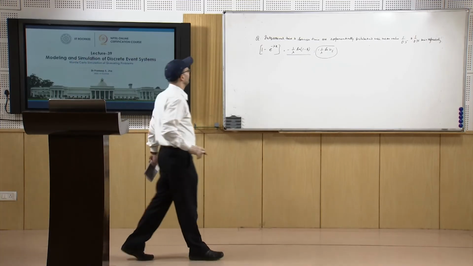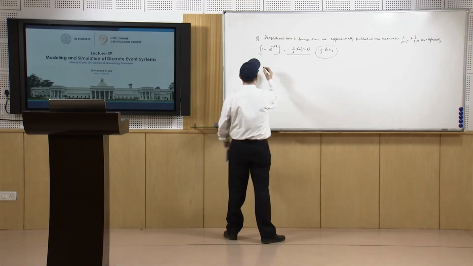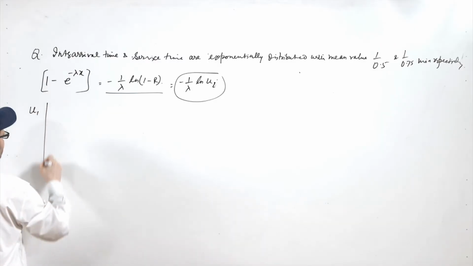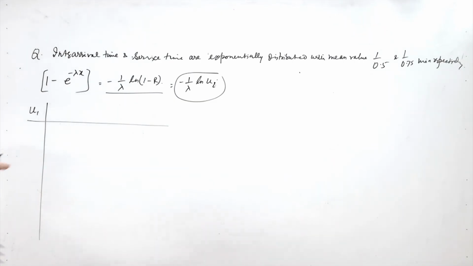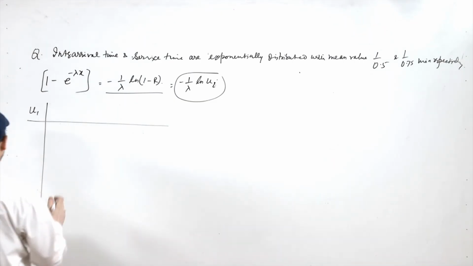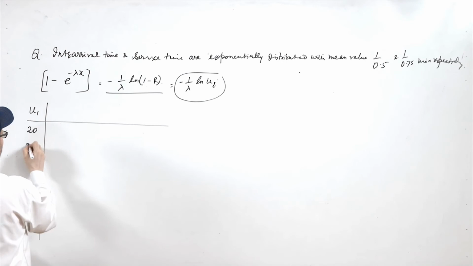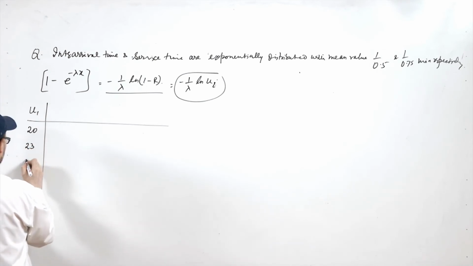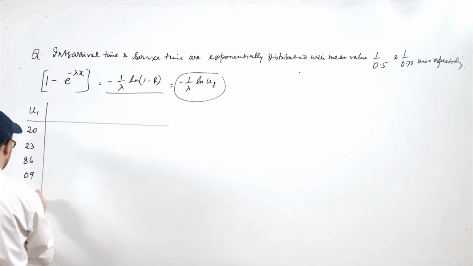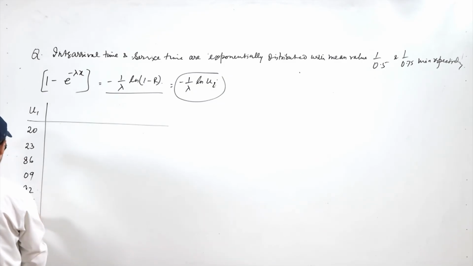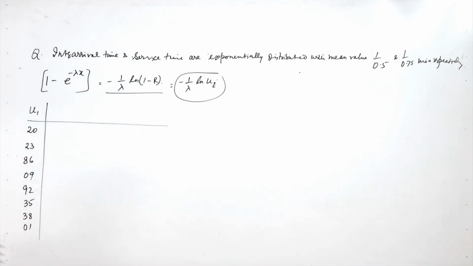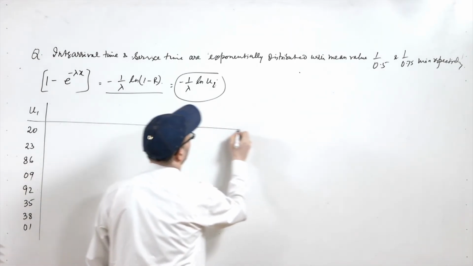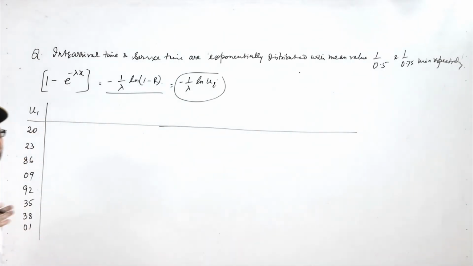So, let us see, if you take those random numbers from the table or from the uniform distribution, suppose it comes like 20, 23, then 86, 9 and 92, 35, then 38, 1, like that it goes. Suppose the u1 goes like that. So, you will have to generate the inter-arrival time from there.